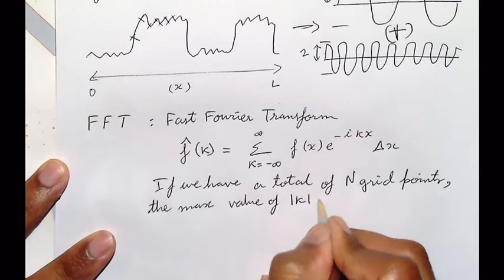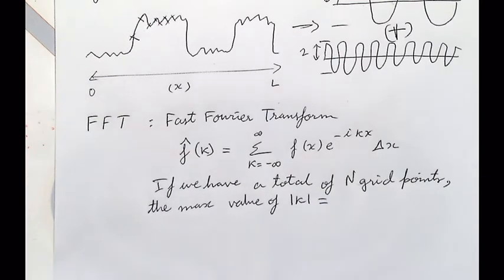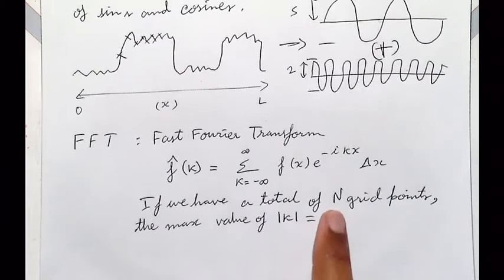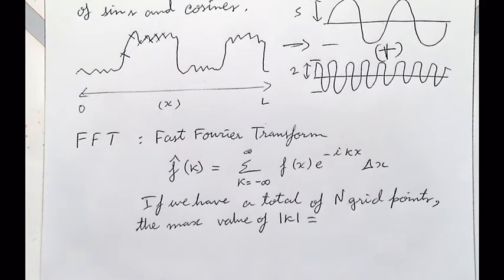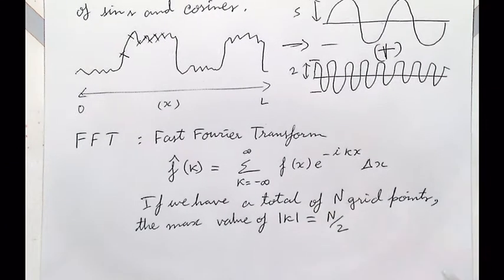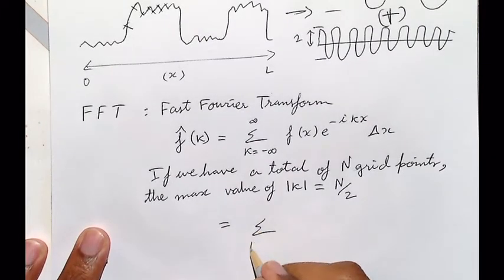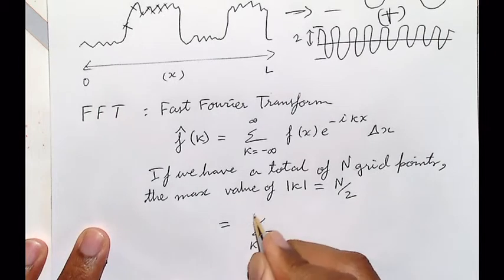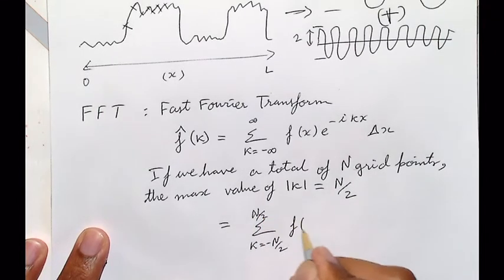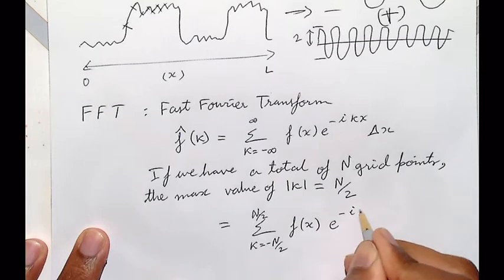N by 2. Why n by 2? The Nyquist frequency, right? We just said that we need to have at least twice as many points as the frequency we're trying to represent. So if we have n grid points, the best frequency we can represent is n over 2. Okay? So we can further truncate this: kappa equals minus n over 2 to n over 2, f of x e to the minus i kappa x dx.